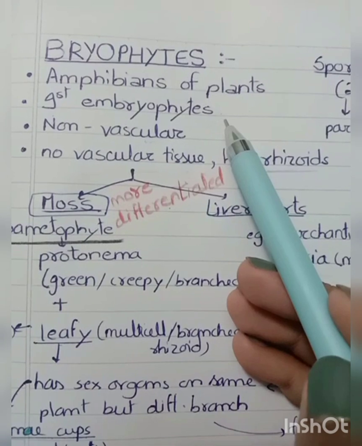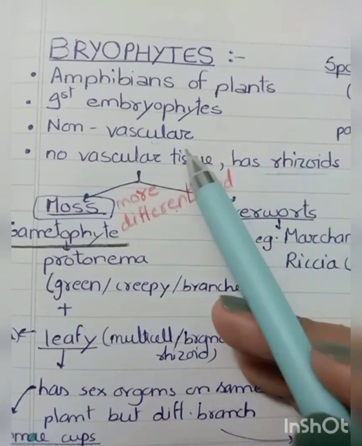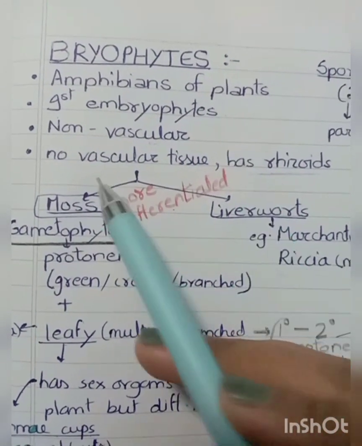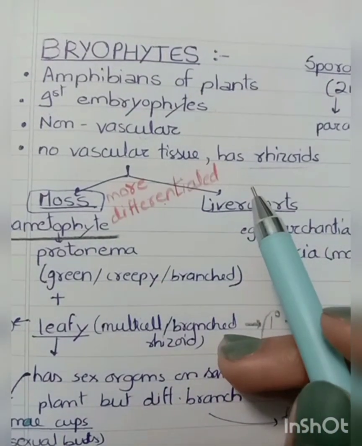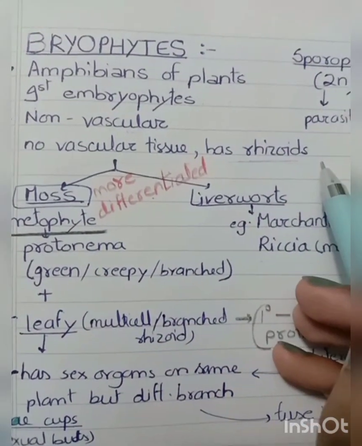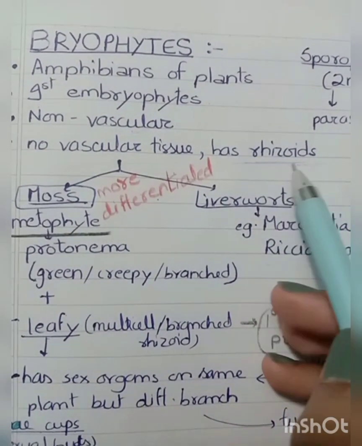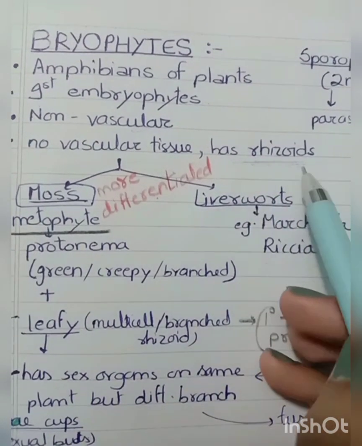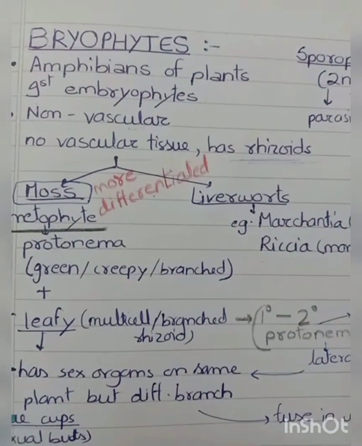They are also known as first embryophytes. They are non-vascular plants because they do not have any vascular tissue. They have rhizoids. Now, what are rhizoids? They are actually root-like structures. They are not actual roots, but they are root-like structures.